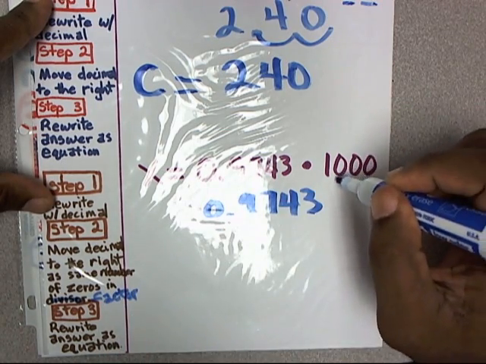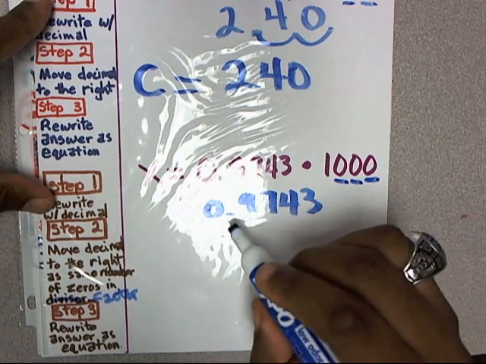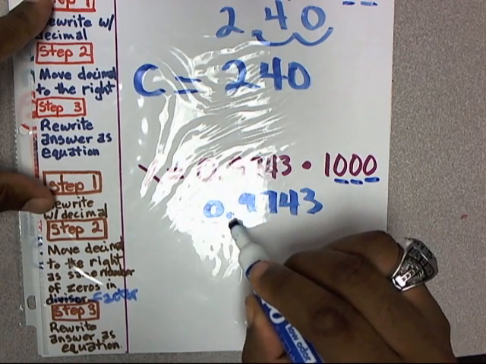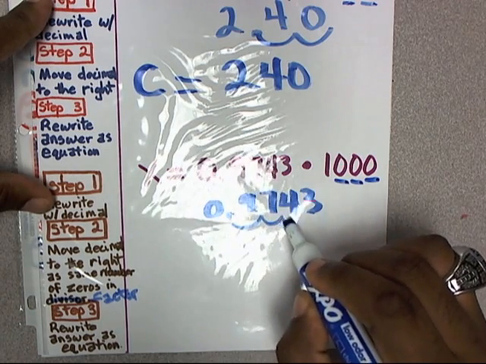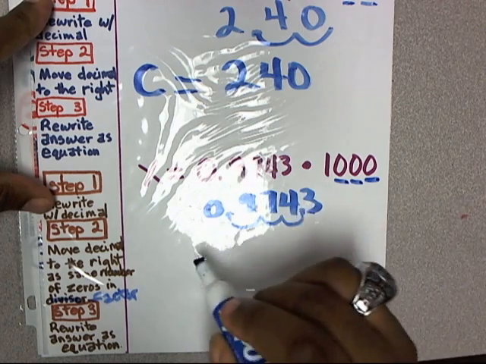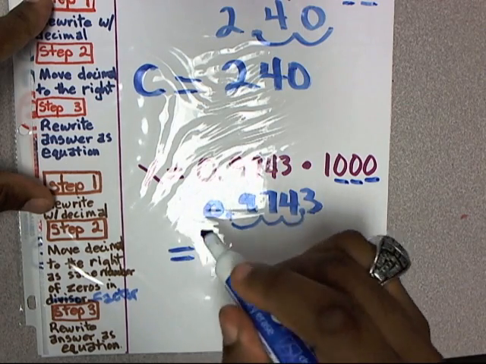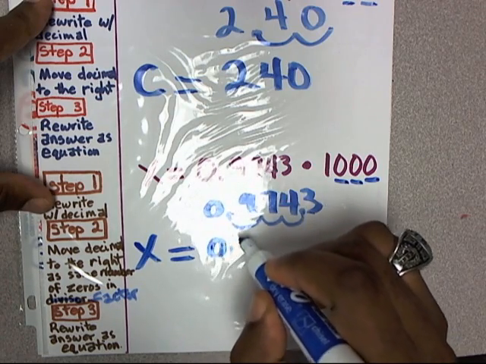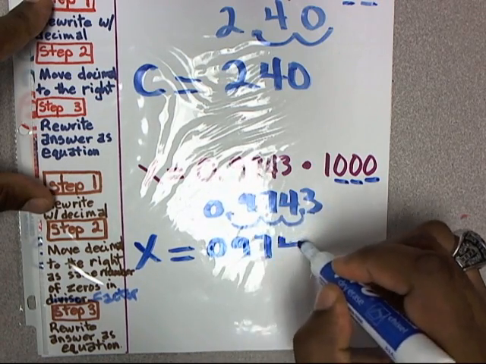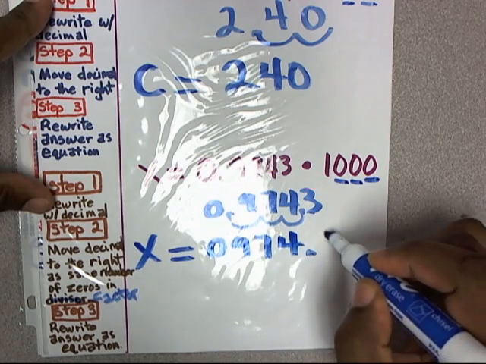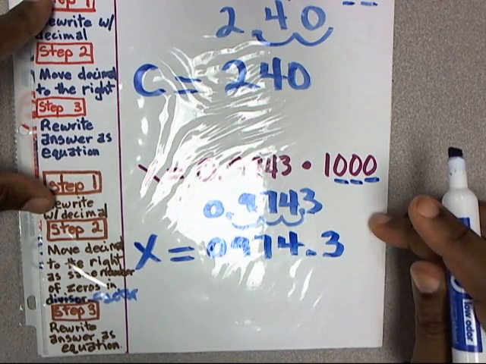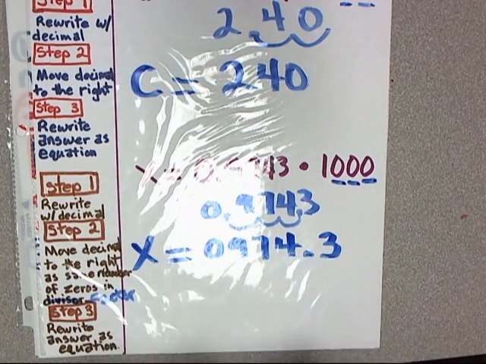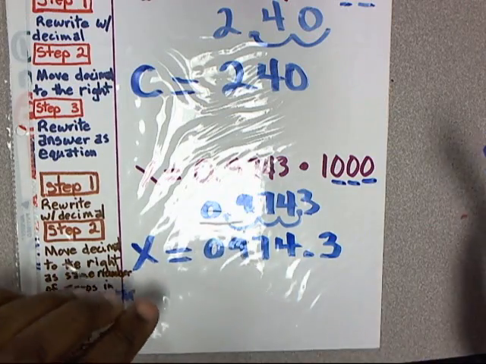So this is the factor right here. I have 3 zeros, so I want to move it to the right 3 places. 1, 2, 3. I'm going to rewrite it, which is step number 3. X equals 0974.3. That's how you work multiplying decimals.